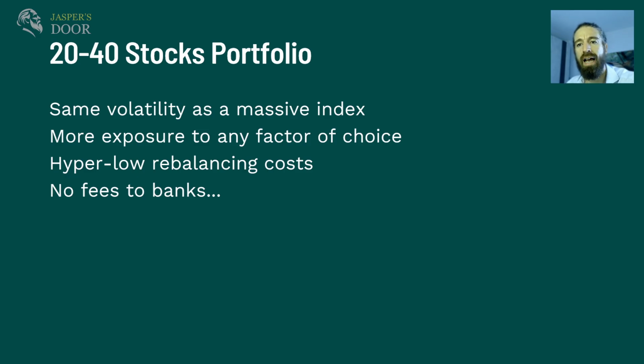And of course, you will have hyper low rebalancing cost because you only have 30 stocks, and you're going to rebalance every 6 months. You don't have to follow any particular index. You can do it because it's in your best interest. And of course, you're not going to pay any fees to any bank, which to me is a massive premium.